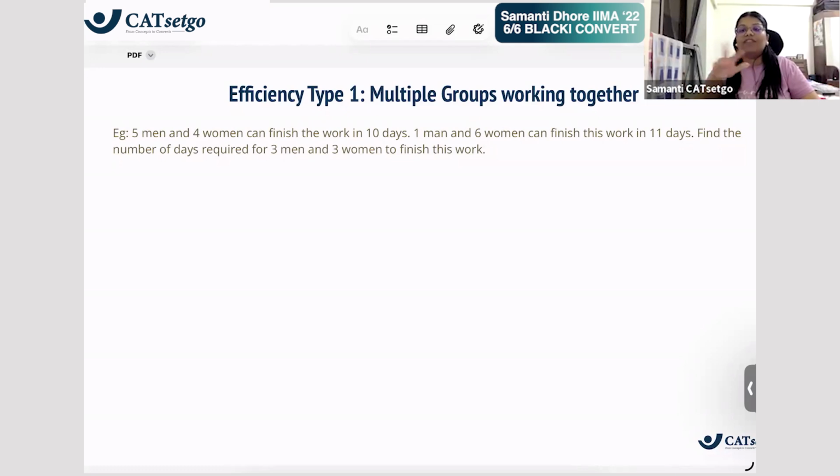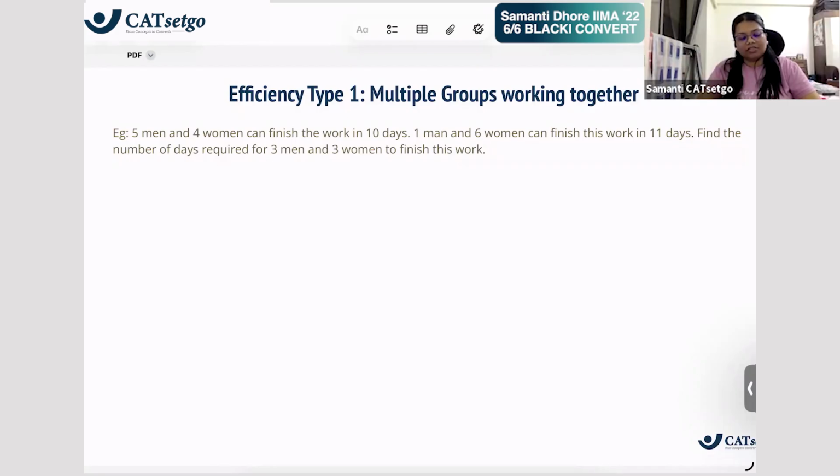Now, what if there are 2 different types of groups or 3 different types of groups? Like it's not just men, but men and women. It's not just tractors ploughing a field, it's tractors and bullocks. It's not just IT employees, but IT employees and some technicians also. So on and so forth, right? Probably IT employees and some data analysts as well. So when you have 2 different groups of people working together, that is when efficiency ka factor comes in, right?